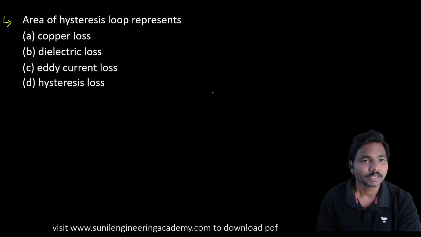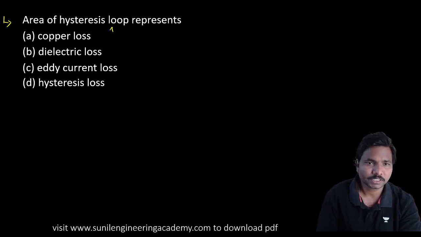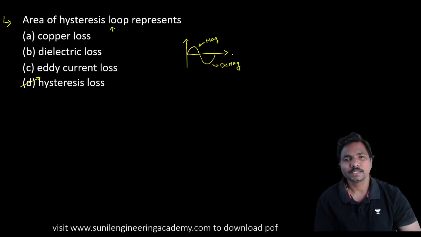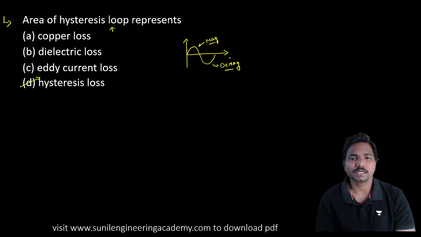Thank you guys. First question: area of hysteresis loop represents dash. The area of the hysteresis loop represents hysteresis losses only. Whenever we give the AC supply, which is alternating in nature, the positive half cycle is magnetization, and the negative half cycle is demagnetization. So if you provide AC supply, there is magnetization and also demagnetization. Due to these continuous cycles of magnetization and demagnetization, we get losses. Those losses are nothing but hysteresis losses.